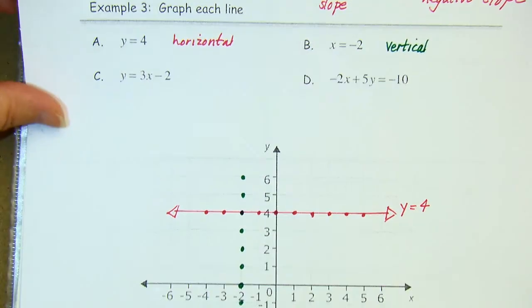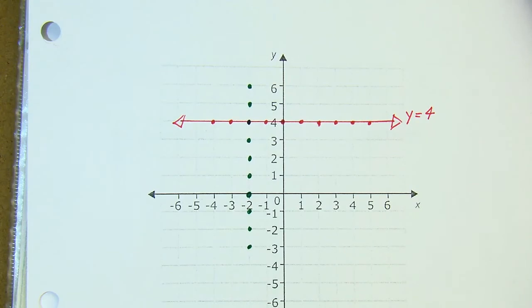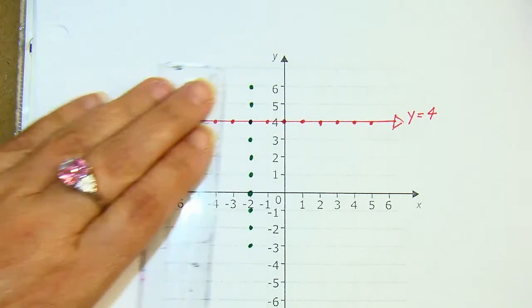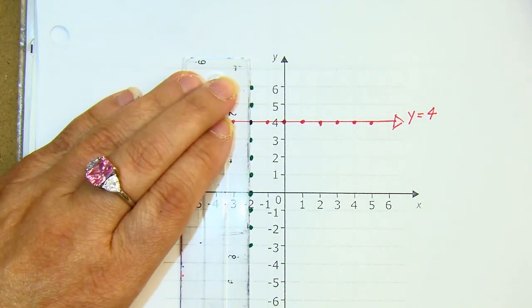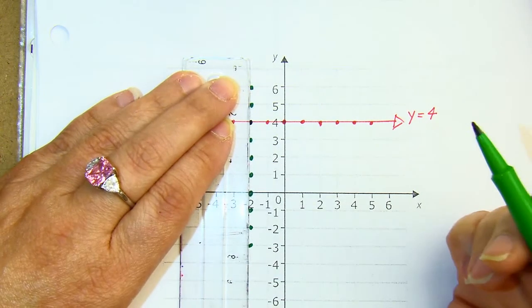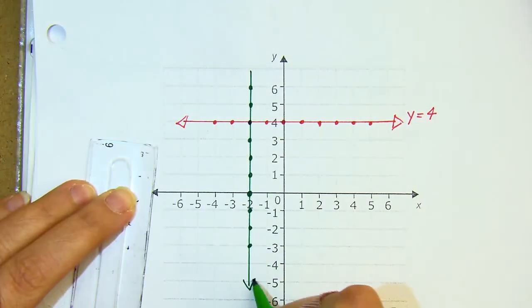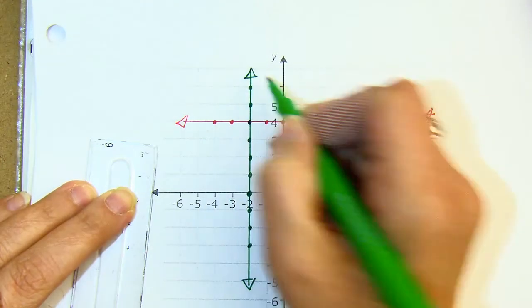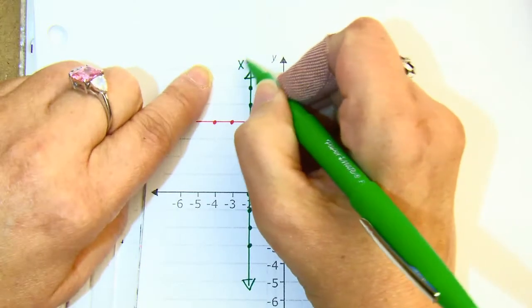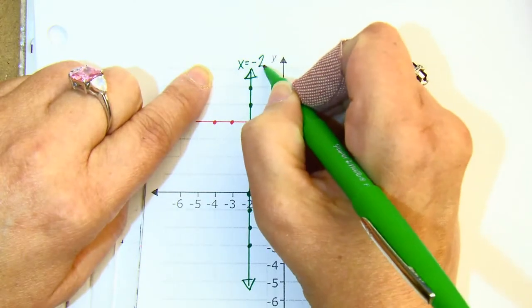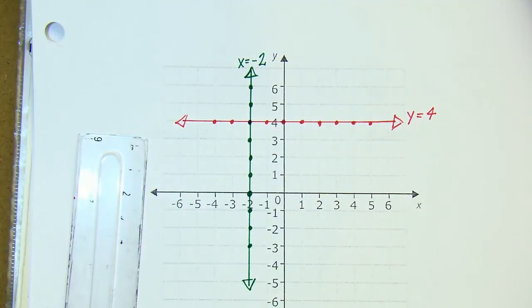Okay, I'm going to move my paper up just so you can see my graph better. So again, x is negative 2 goes through the x-axis at negative 2. And so I'm going to draw my line. I like to use different colors. Remember that you should always label the line's equation right on the line if you are graphing more than one line on the same coordinate plane. It's customary to do that.